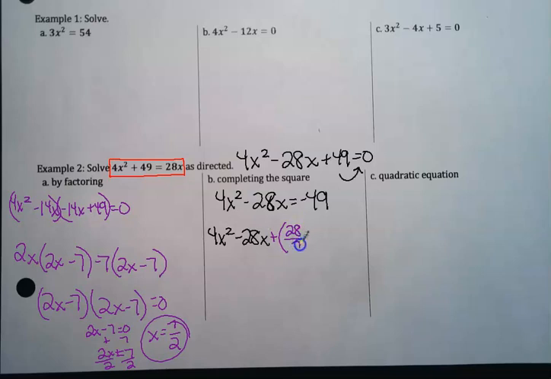Let's see, 28 over 2. So the b value, half of the b value squared, to both sides. So it equals negative 49. Change my color. Plus 28 halves squared. Okay, well 28 halves is really, 28 divided by 2 is 14, is it not?